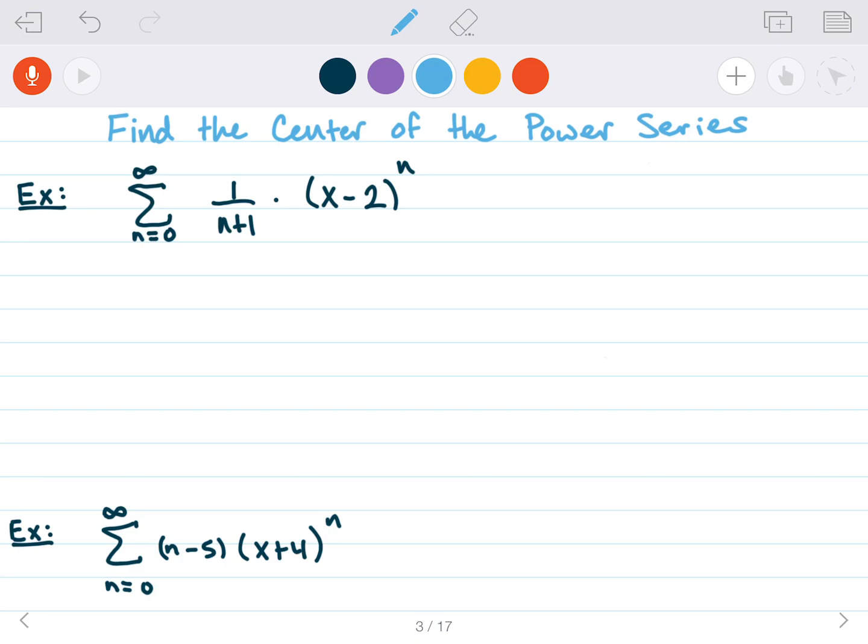Before we get into talking about whether power series converge or diverge, I want to first do some practice finding the center of the power series, because the center is going to be relevant to us in terms of where a power series converges or diverges. So let's do some practice with this.